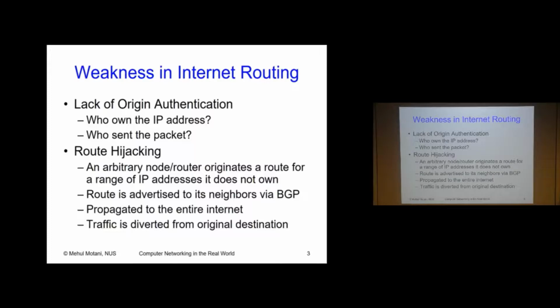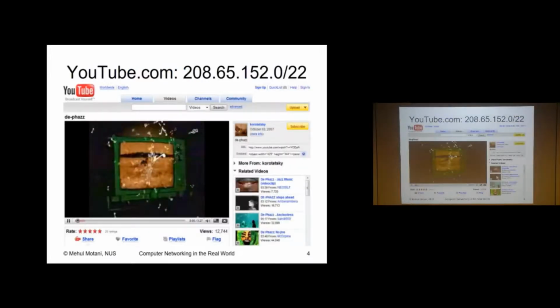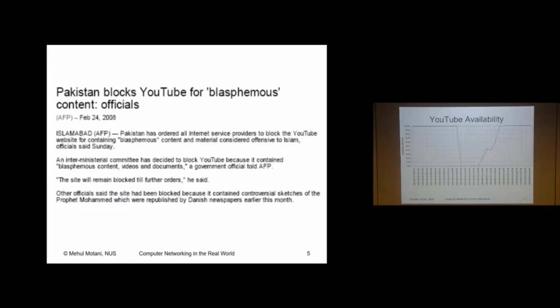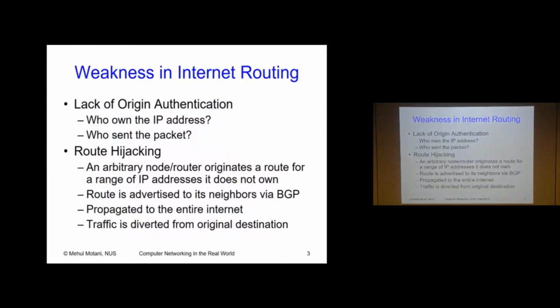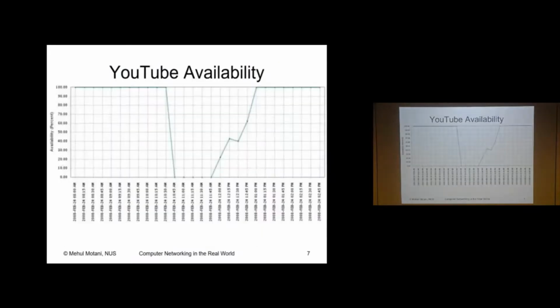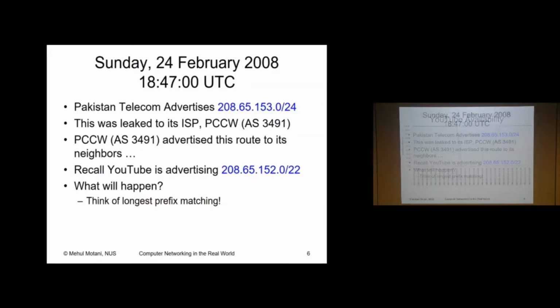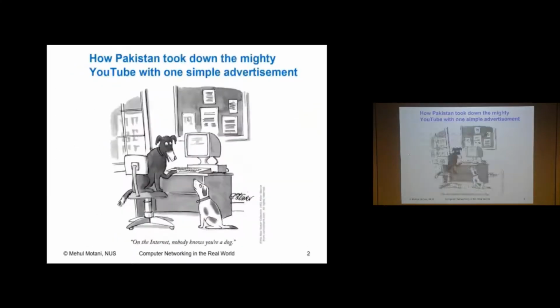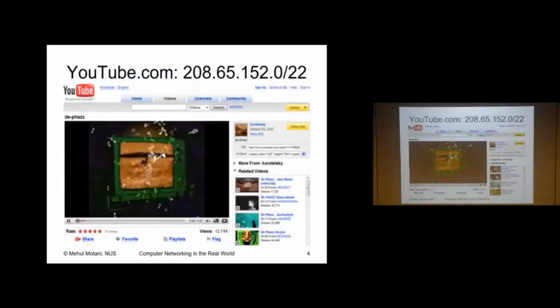So let's try to understand what happened. This is something that actually happened. In 2008, February 24th. That's actually 4 days after my daughter was born. I never connected it. She was born in 2008. Around that time, YouTube address space was covered by this range of addresses.